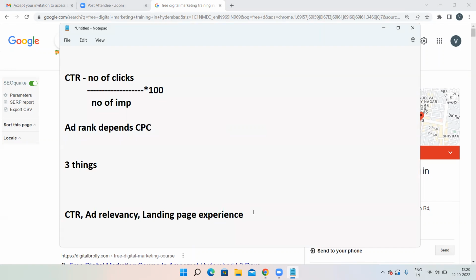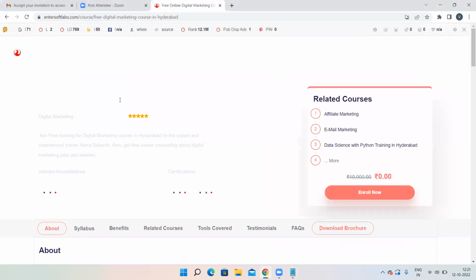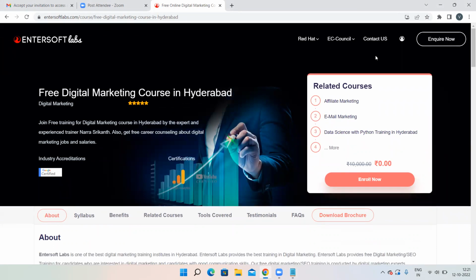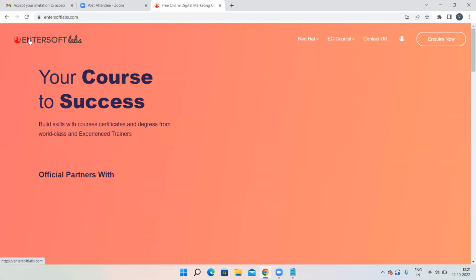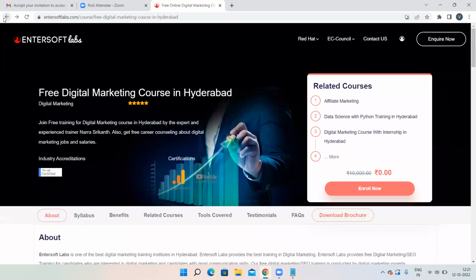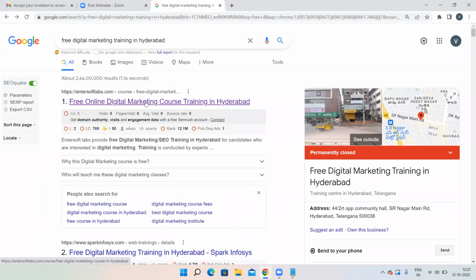Now talking about landing page experience. Let's assume this is an advertisement and someone has clicked on it. When someone clicks on your advertisement, your website should open directly. It should not take lots of time to load. Your website should not be very slow. It should be a very good website, and everything should be easy for the users. These things are known as landing page experience. That means once someone clicks on your advertisement, how is their experience? Is it smooth, or are they facing any problem?